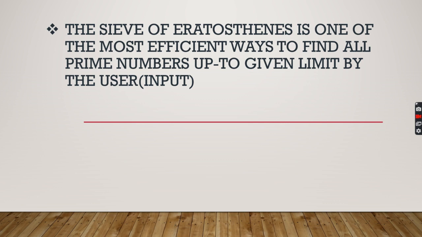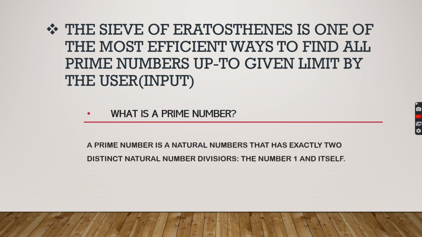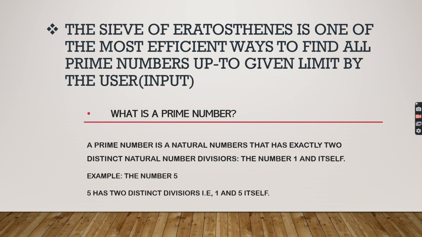So, first of all, what is a prime number? A prime number is a natural number that has exactly two distinct natural number divisors, the number 1 and itself. We can also explain it as any number that has two multiples, that is the number 1 and the number itself. That number is called a prime number. For example, we are taking here number 5. As we can see, 5 has two distinct divisors, that is 1 and 5 itself. So it is a prime number.